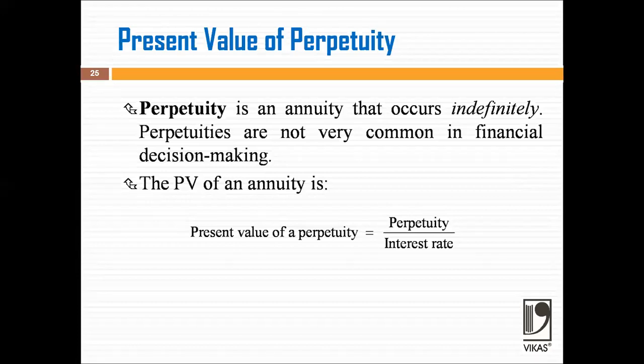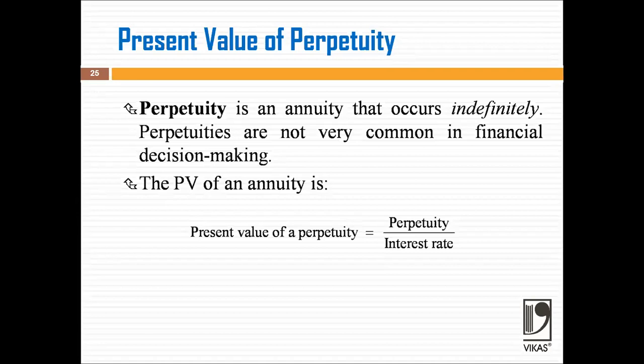We can't find terms like mature in 5 years, mature in 10 years, or mature in 20 years. It means there is no definite defined period of time; it is infinity. Perpetuities are not very common in financial decision making, so in practice we couldn't find this kind of scenario.